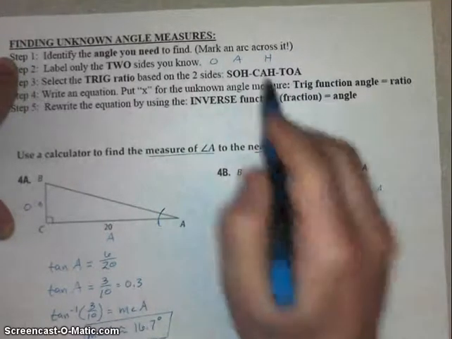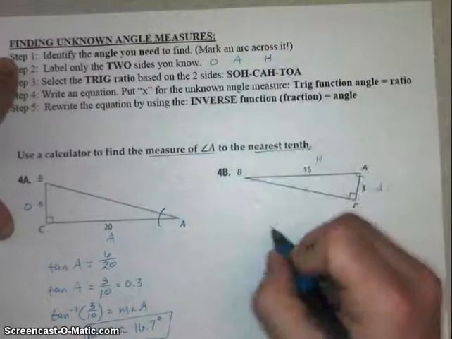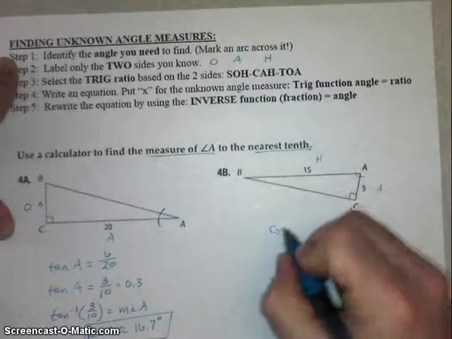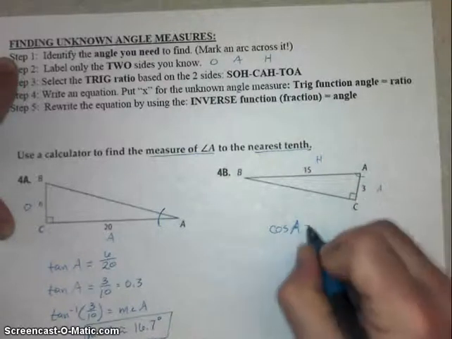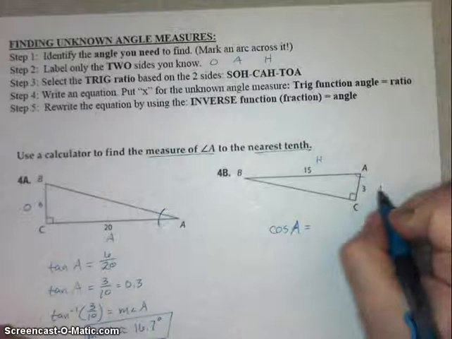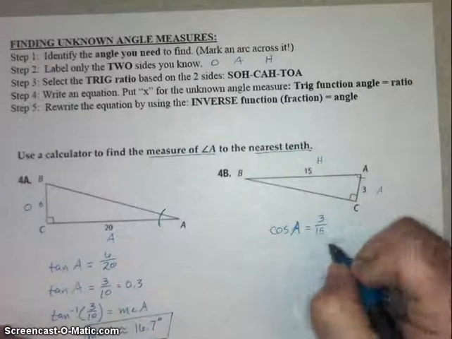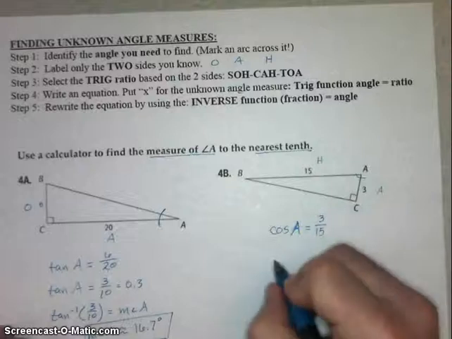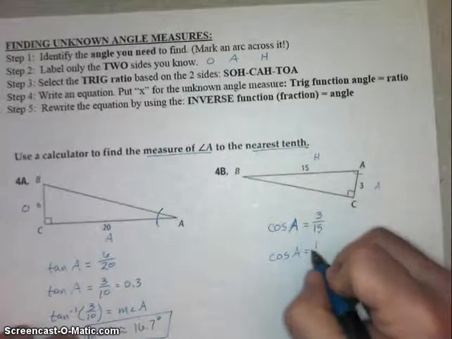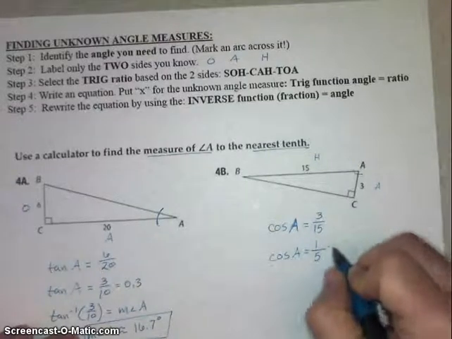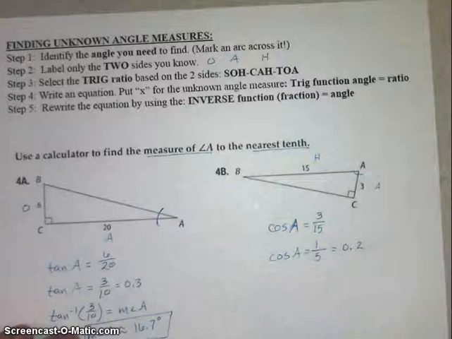Since I'm using adjacent and hypotenuse, the A and the H are together with cosine, so I'm going to set up my cosine equation. The cosine of angle A, I don't know that angle measure, so I have to write A, equals the ratio of adjacent leg over hypotenuse, 15. Again, simplify that fraction if you can. Cosine of angle A equals 1 over 5. Now 1 over 5 is also 0.2. So either way you write it, that's fine.